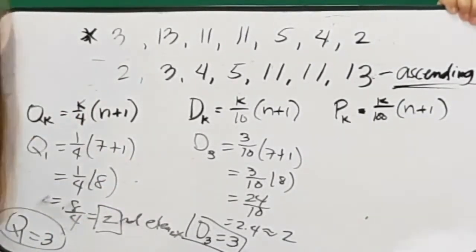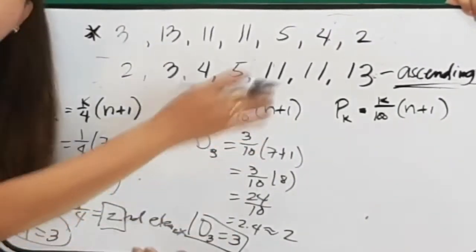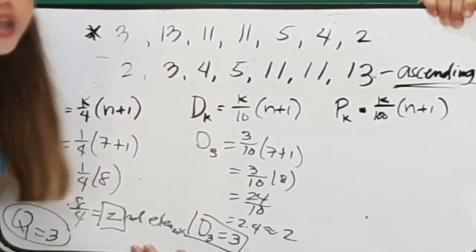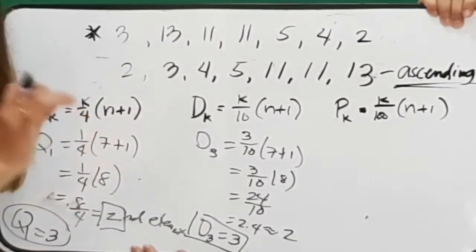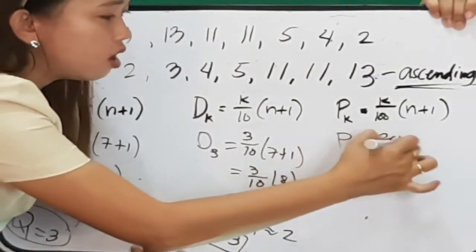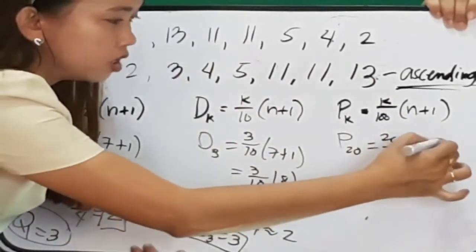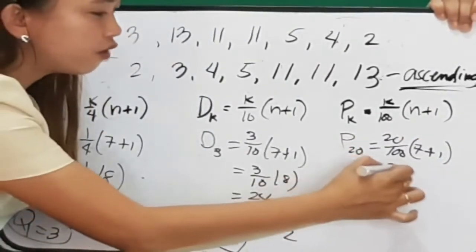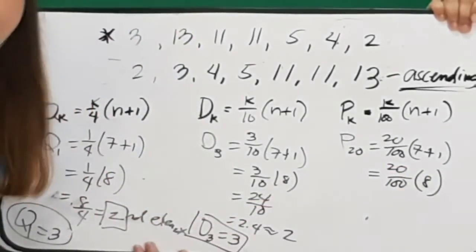Okay, so now, what if we are asked to look for the 20th percentile? So therefore, we have to use this formula, P sub k is equal to k over 100 times n plus 1. And since we're looking for the 20th percentile, you have to substitute k by 20. So this is now equal to P sub 20 is equal to 20 over 100 multiplied by n plus 1. Again, we have 7 elements, so we have 7 plus 1, which is equal to 8. So we now have 20 over 100 multiplied by 8.